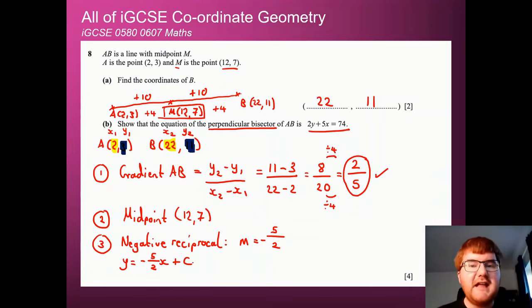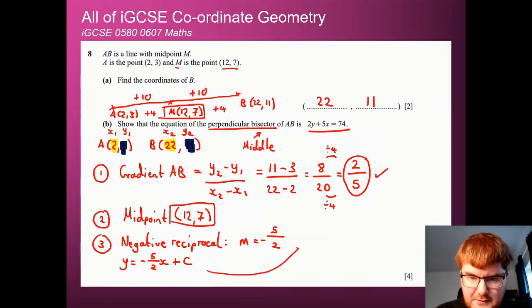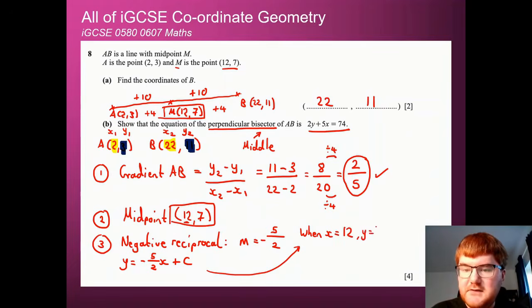Now, because we've got a bisector, it wants to go through the middle. It wants to split the line into 2 equal parts. Therefore, we know that the perpendicular bisector and the original line share this midpoint 12.7. So we can substitute that in to work out the c. So let's do that over here. So when x is equal to 12, because that's the x part here, then y is equal to 7. We pop that in, so we get 7.